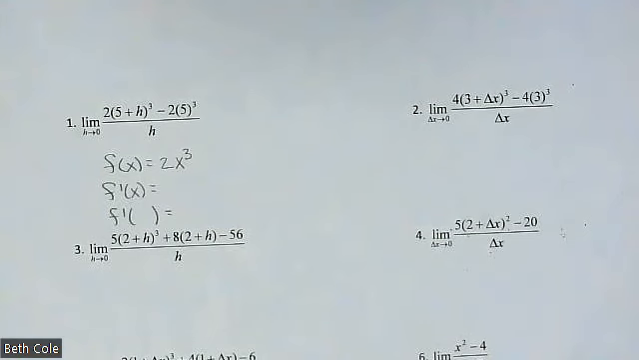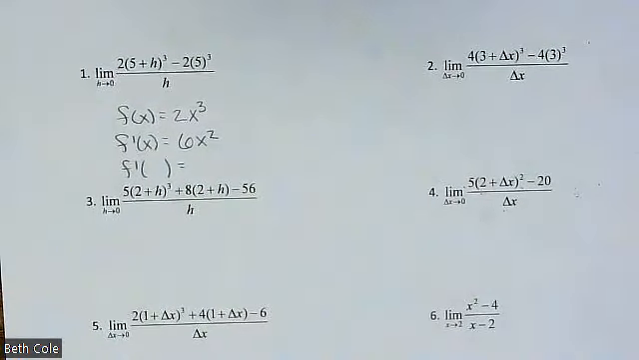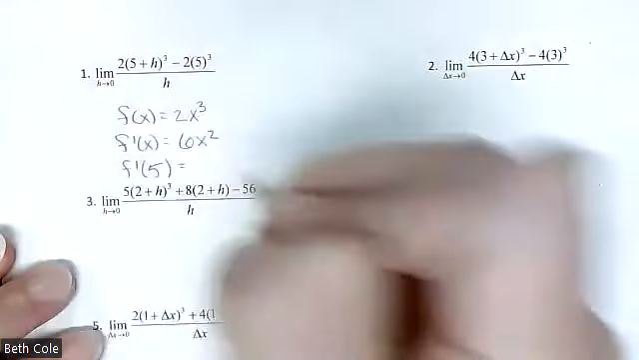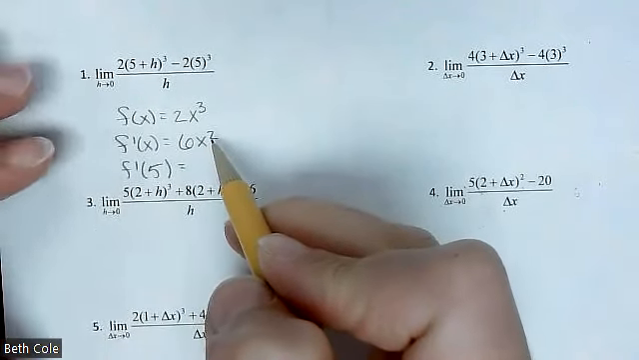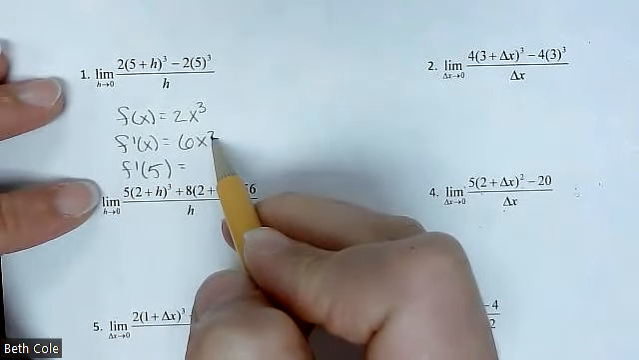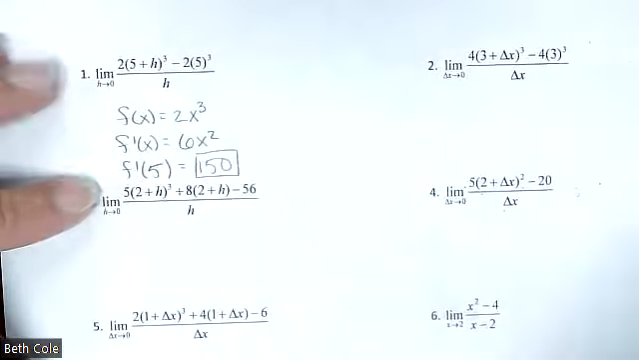All right, now what's the derivative of 2x cubed? Good. And then what is the number they want you to plug in? And you're going to think it's 0, but it isn't. 5. So let's plug in 5. So 5 squared, you're all going like, oh, I love when that happens. 5 squared is 25 times 6 is 150, and that's your answer.